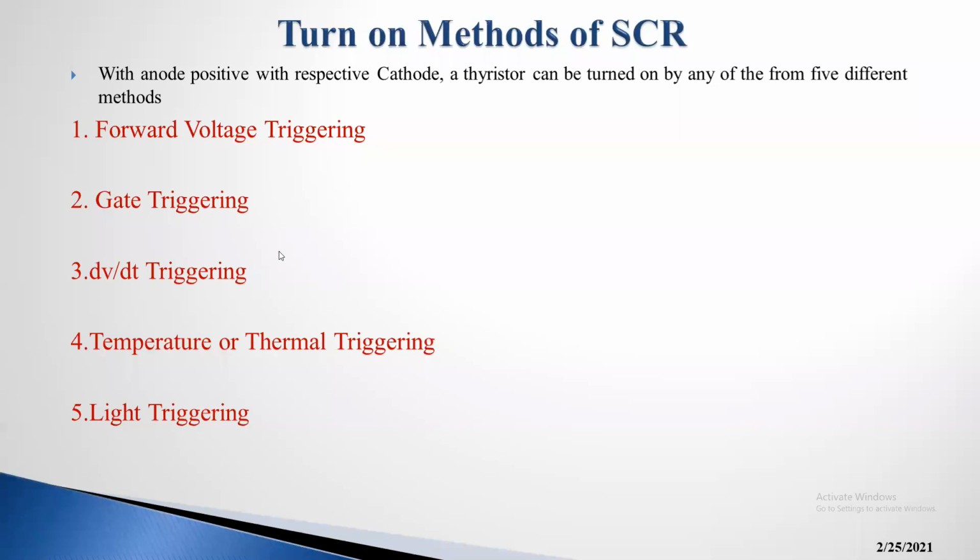So these are the 5 methods to turn on the SCR. When the SCR is in forward bias condition, it can be turned on in 5 ways. First one, the forward voltage triggering, second one, the gate triggering method, third one is the dv by dt triggering, fourth one, the temperature or thermal triggering method, and fifth one, the light triggering method. Now we will see them one by one.